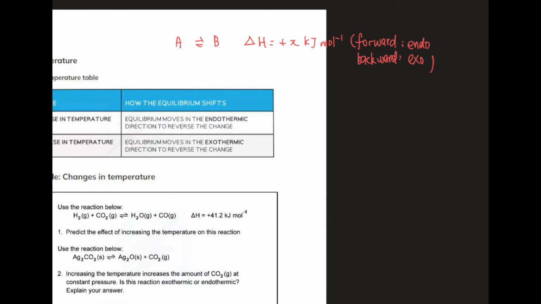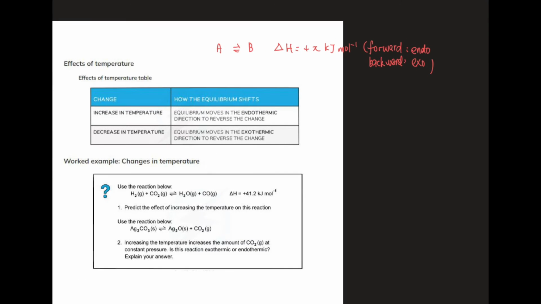Okay, so now let's see the table again. If you increase the temperature, the equilibrium moves in the endothermic direction to reverse the change. So of course they move to endothermic because endothermic absorbs heat. So if you increase the temperature, then they absorb back the heat so that the increase is minimized. So something like that will happen.